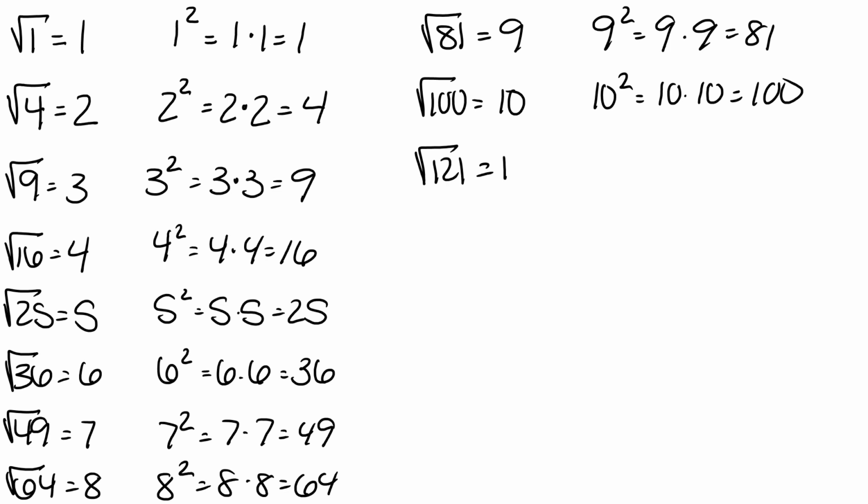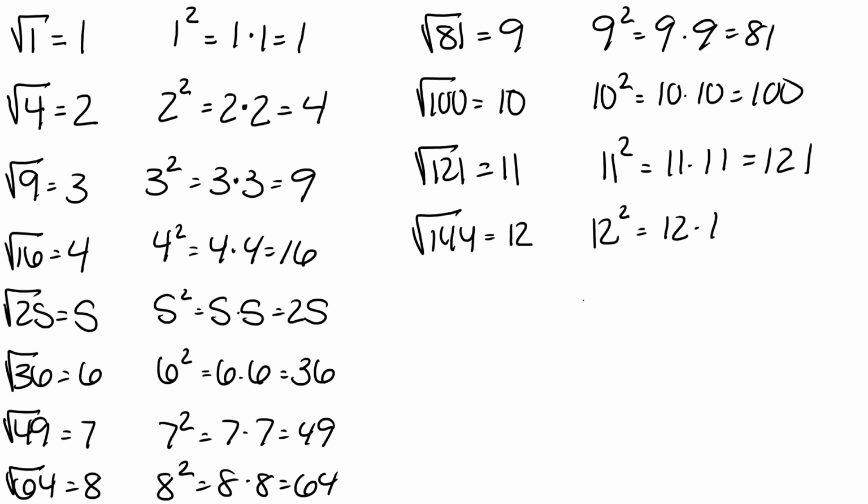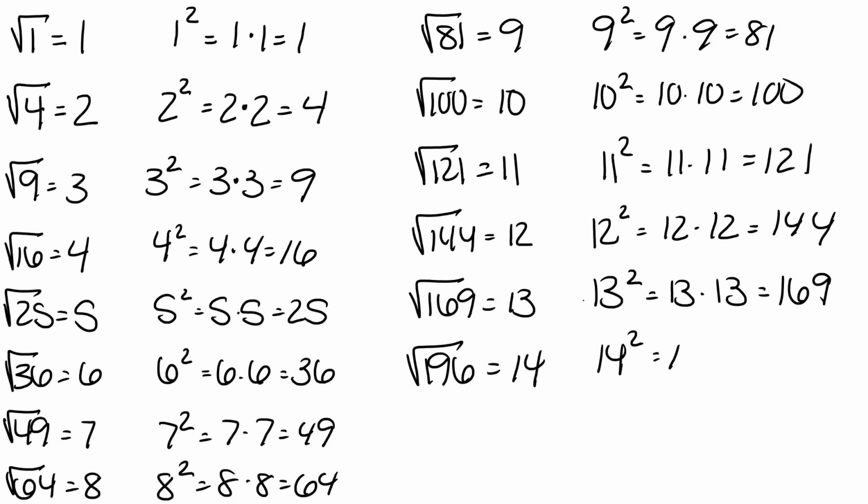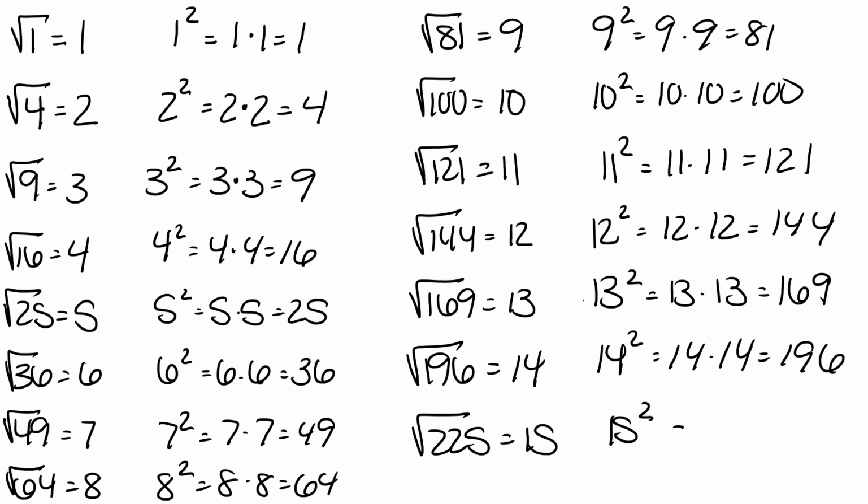Square root of 121 is 11, because 11 squared, 11 times 11 is 121. Square root of 144 is 12, because 12 squared, 12 times 12 is 144. Square root of 169 is 13, because 13 times 13 is 169. Square root of 196 is 14, because 14 times 14 is 196. And the last one, the square root of 225 is 15, because 15 squared, 15 times 15 equals 225.